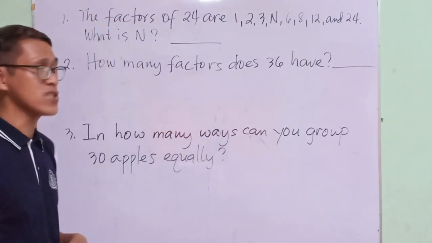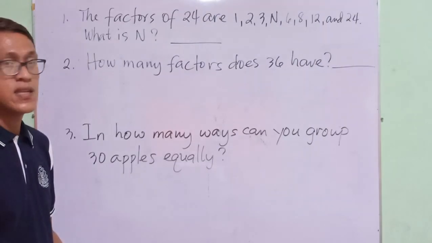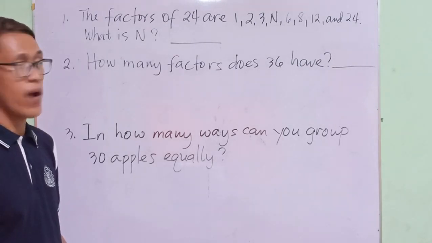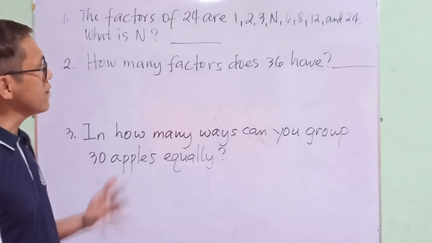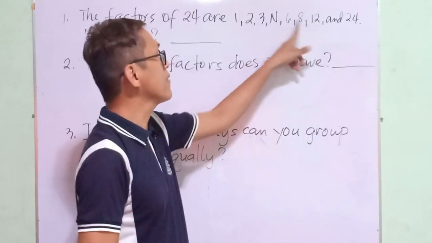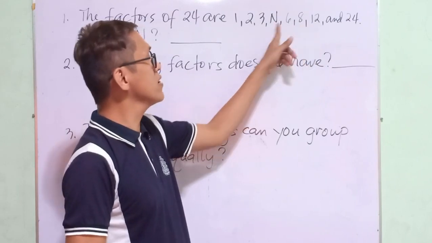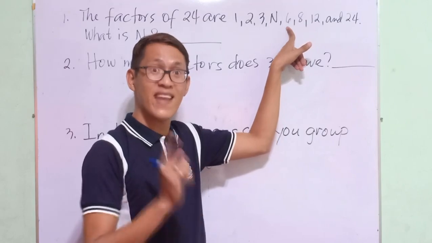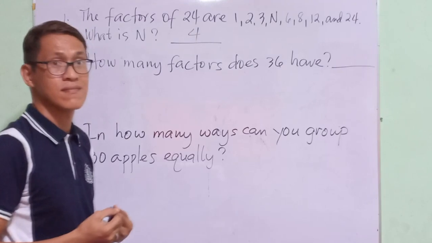Let's start with the first one. The factors of 24 are 1, 2, 3, n, 6, 8, 12, and 24. What is n? Well, if you get the factors of 24, you have 1 times 24, 2 times 12 is 24, 3 times 8 is 24. So all you have to do is think what number times 6 is 24. And that is 4, correct. So the missing number is 4.